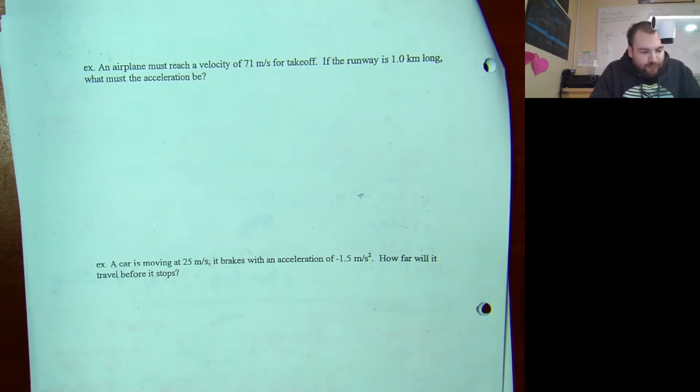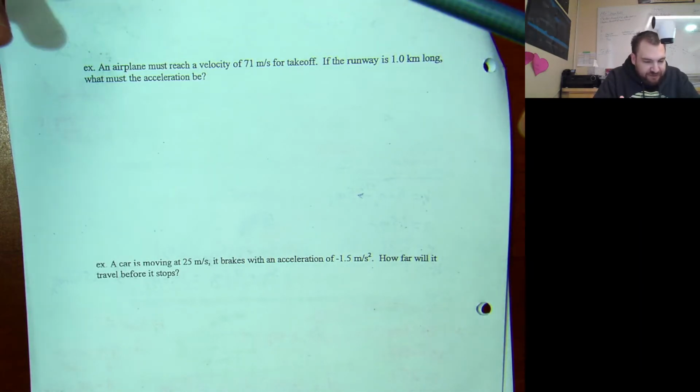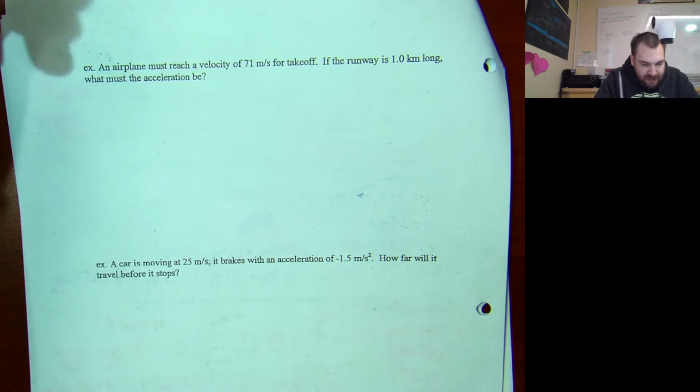Okay, so an airplane must reach a velocity of 71 meters per second for takeoff. That is not universally true. That's just this particular aircraft. I don't know what it is, but this particular aircraft must reach a velocity of 71 meters per second for takeoff. If the runway is 1 kilometer long, what does the acceleration have to be for this aircraft?